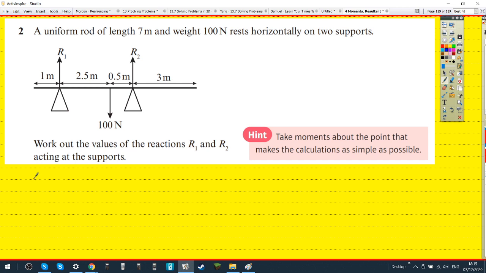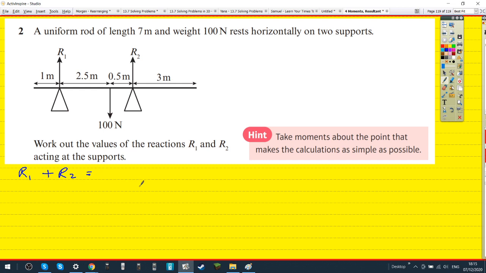I'd say R2 will be bigger. Do we know they're both going to be clockwise or anti-clockwise? I'm not sure. What would be R1 plus R2? 0. No.